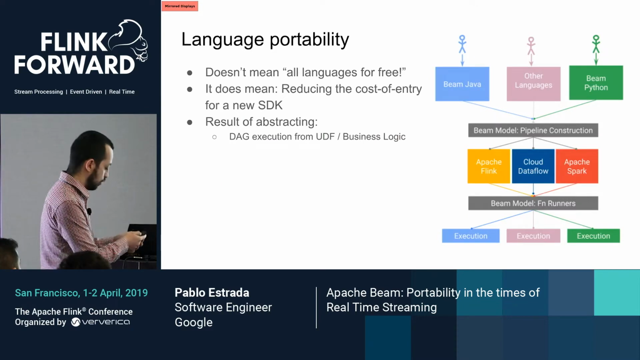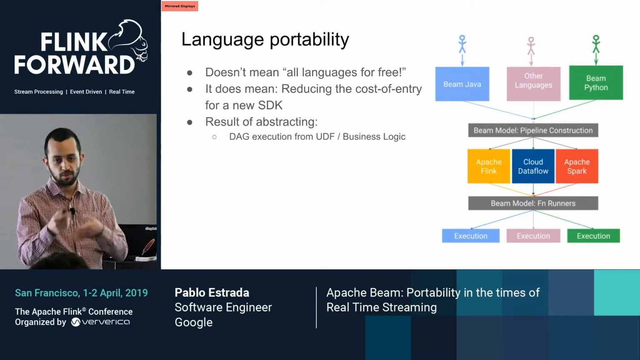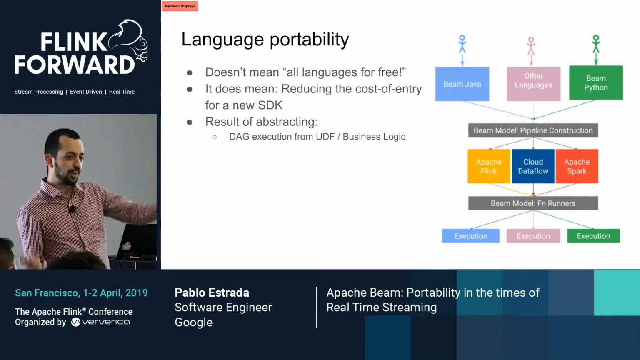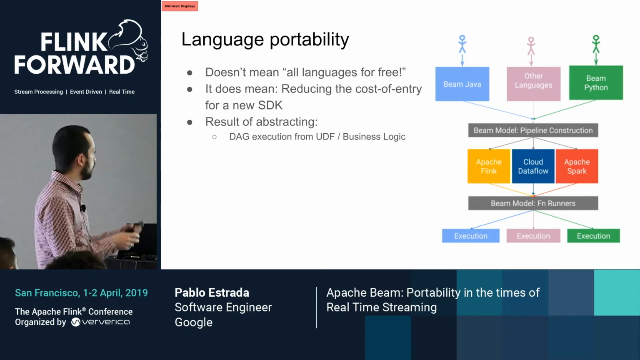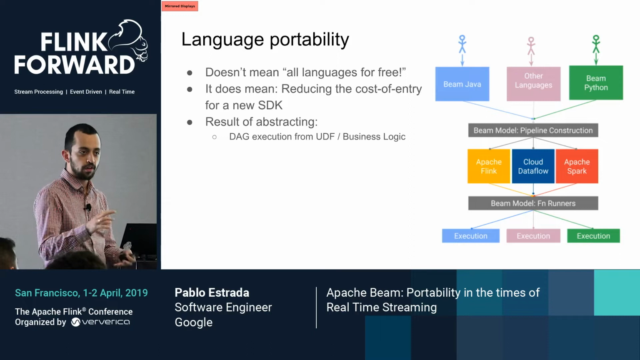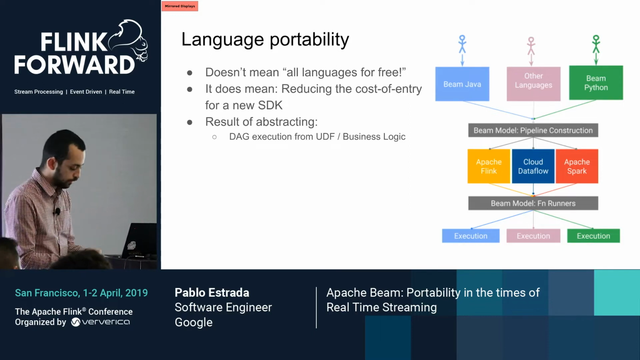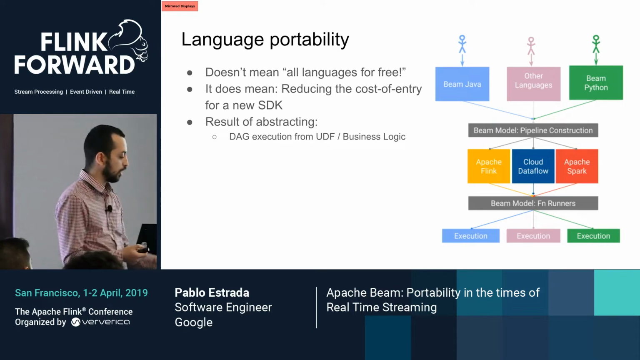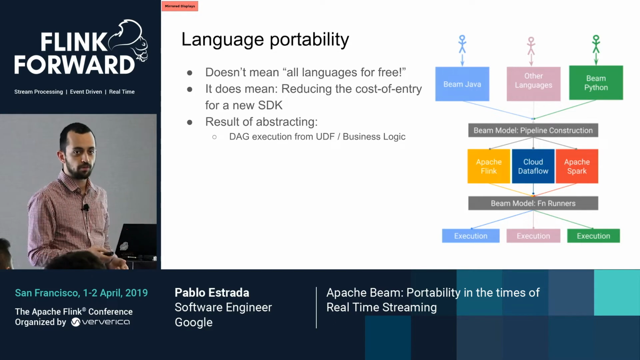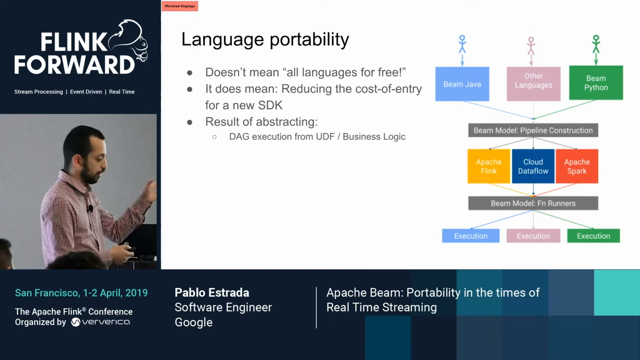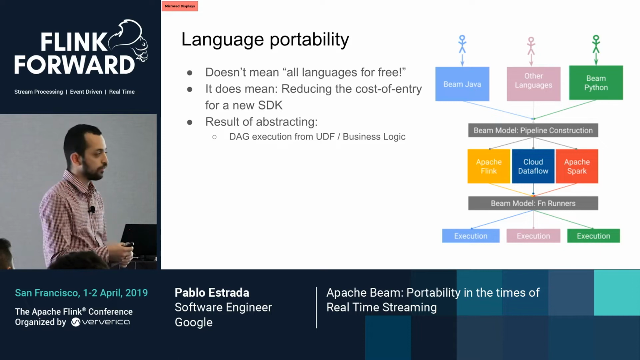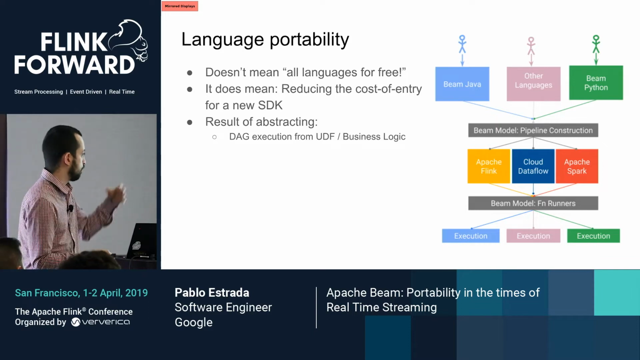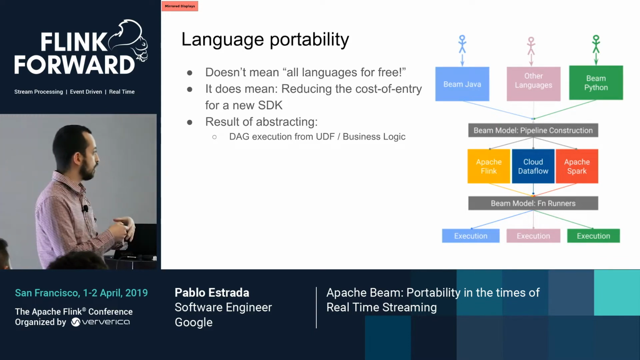All right, and so now the thing about language portability, when I say you should be able to write your pipeline in any language that you need, it doesn't mean that we get all languages for free, but it means that we're trying to lower the barrier for implementing a new SDK. As an example, when we were writing Beam, the Java SDK came from an internal framework at Google that had been out for years. Whereas the Go SDK, which is the latest, was built pretty quickly because it was built on top of these abstractions, which is part of abstracting the execution of the DAG and the business logic.